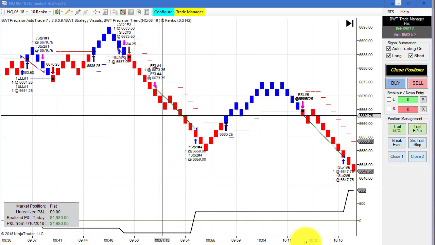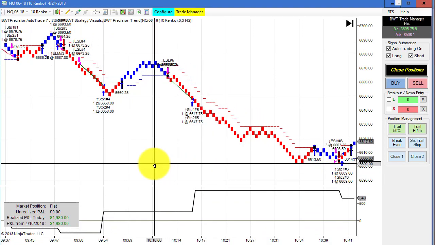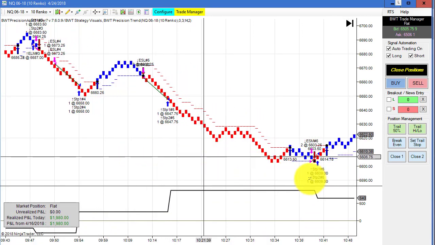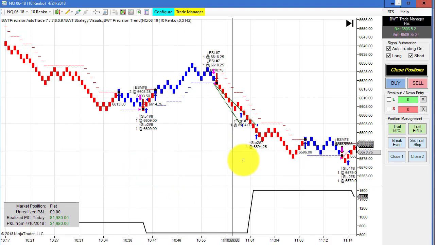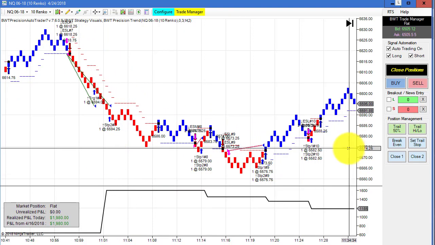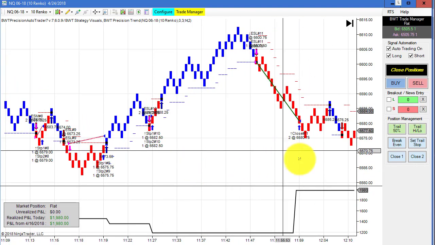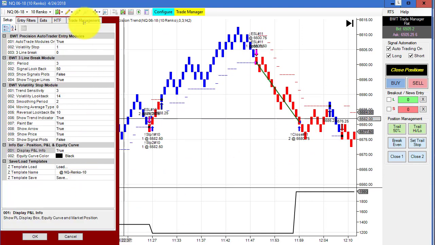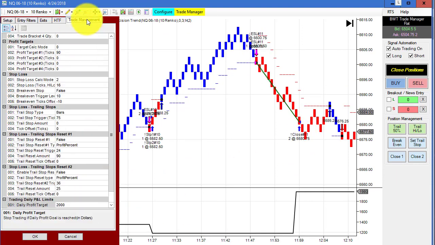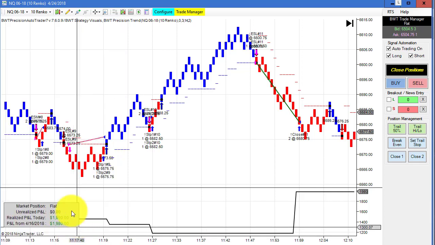We had some nice winners here, and then it came back. If I drag the chart to the right, we can see our equity curve, how the day went. We ultimately hit our goal of 2,000 right here prior to the noon hour. Here's the template for this chart, and then on our trade management, our daily goal was 2,000, and indeed we hit that goal.